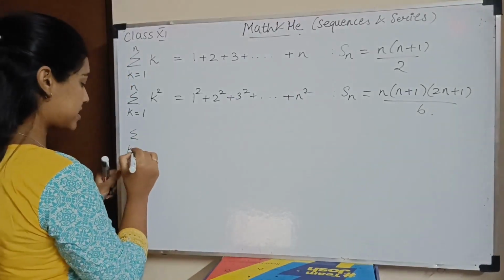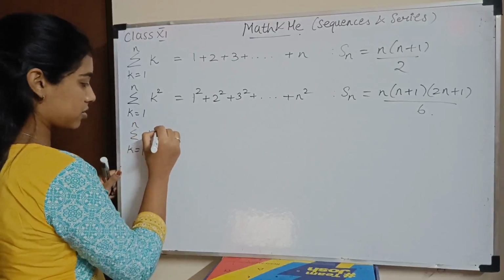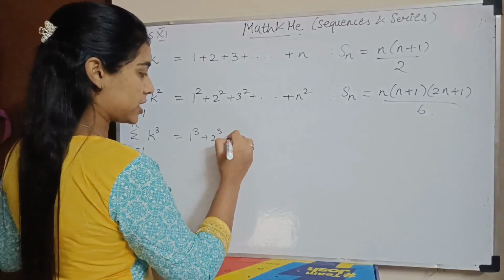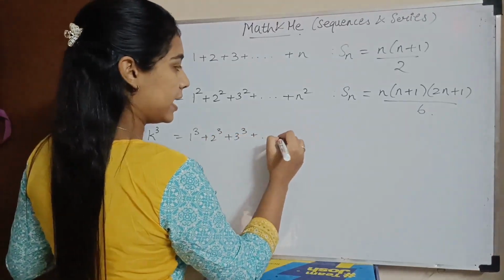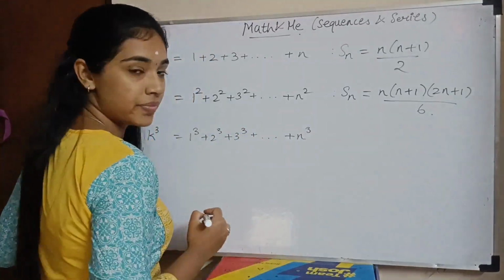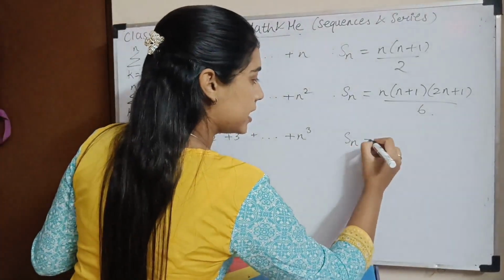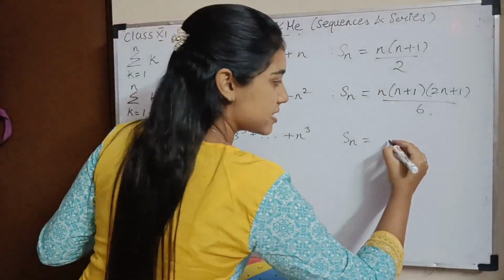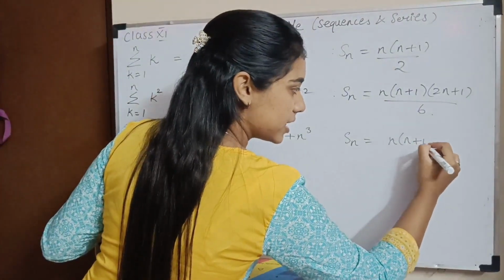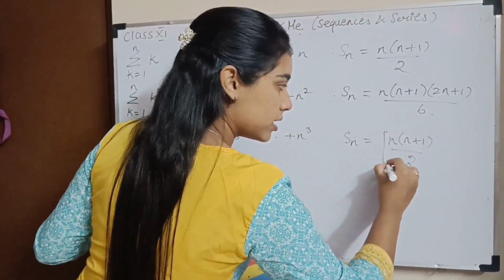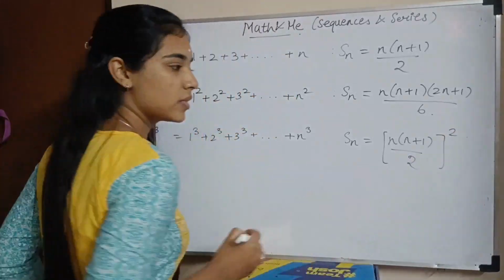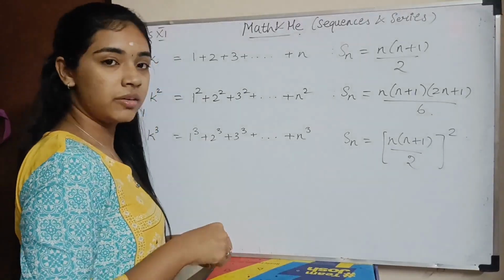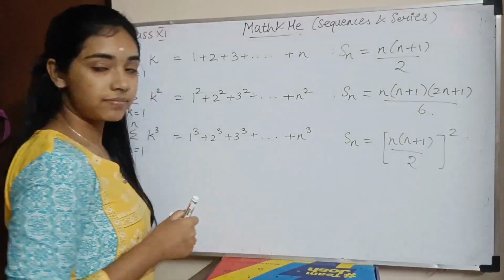Similarly, what is the sum of cubes of natural numbers? This can also be written as 1 cube plus 2 cube plus 3 cube and so on until n cube. This is the formula. Sn equals, it is very similar to this. So you write the exact same thing, n times n plus 1 by 2, the whole square. Okay. So this is the formula. These are the three formulas which you should remember for your exam.